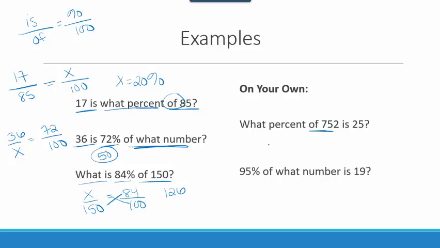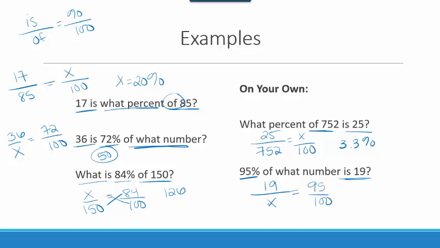So this one, the of goes at the bottom, so 752. Is goes at the top. You don't know the percent, so that's over 100. Cross multiplying with this one, you should have gotten, about rounded would be 3.3%. And then this one, you're given the percentage and you're given the is. So this would be your percent. Is goes at the top. Of you don't know. And cross multiplying there, you would have gotten 20.